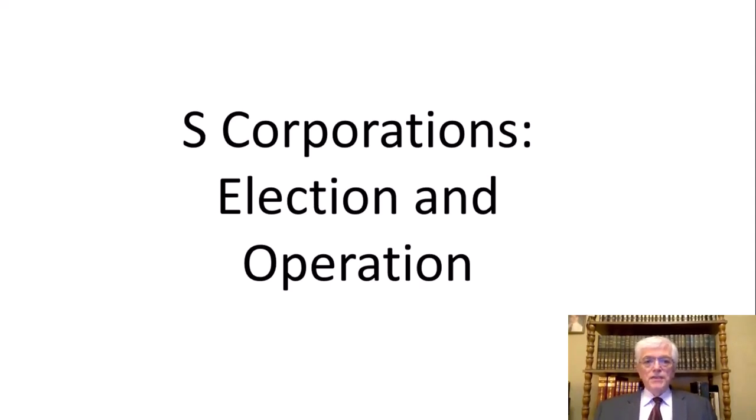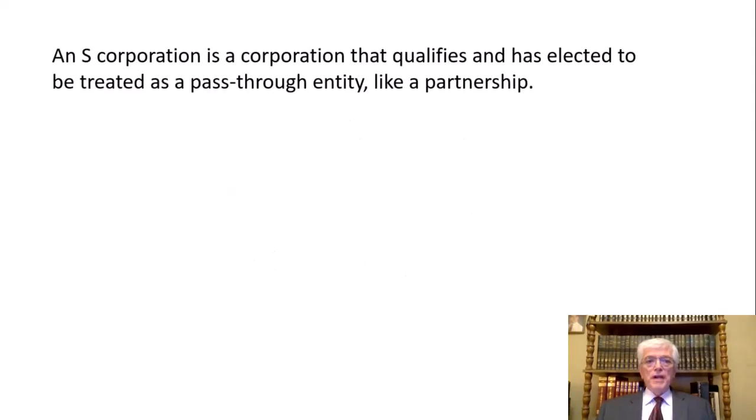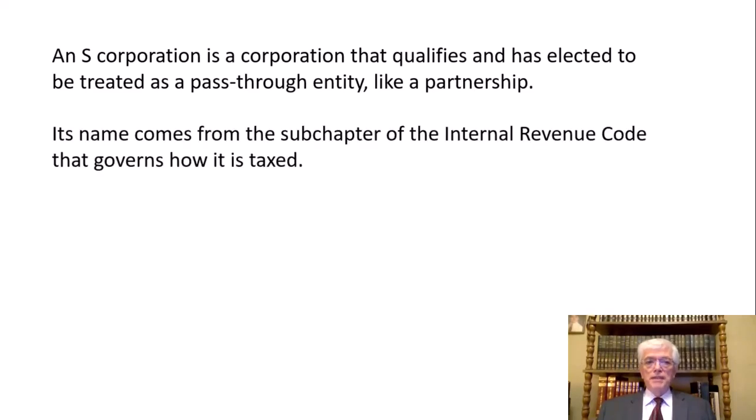Chapter 11 covers S corporations. Our first video is about how to elect S corporation status and generally how S corporations will operate. An S corporation is a corporation that qualifies and has elected to be treated as a pass-through entity like a partnership. The name comes from the subchapter of the Internal Revenue Code that governs how it is taxed.